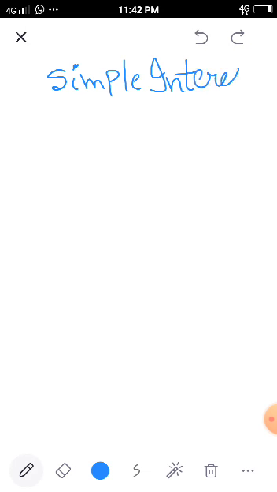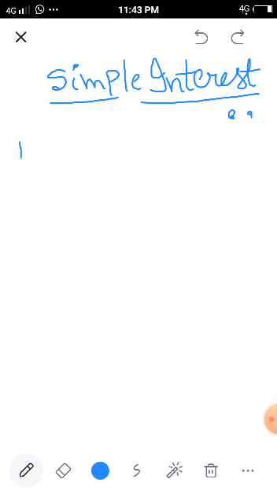Hello students, today we will learn the new concept that is simple interest. Before we go directly to sums, there are some important terminology in simple interest.